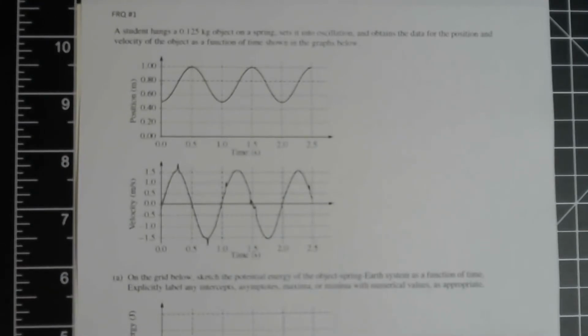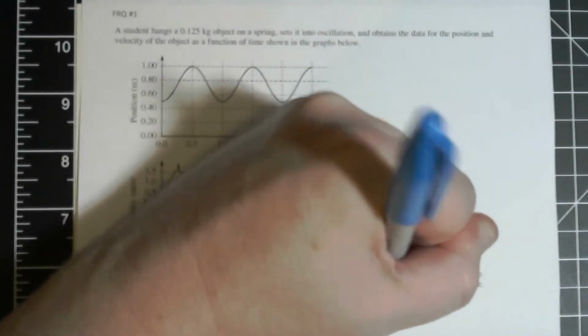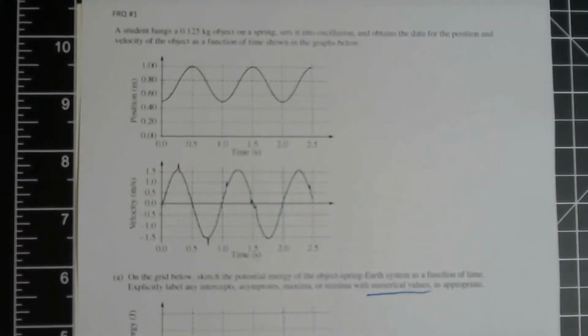For the first question, it says, on the grid below, sketch the potential energy of the object spring Earth system as a function of time. Explicitly label any intercepts, asymptotes, maxima, or minima with numerical values as appropriate. And that's actually pretty critical that we pay attention to that when it says numerical values.